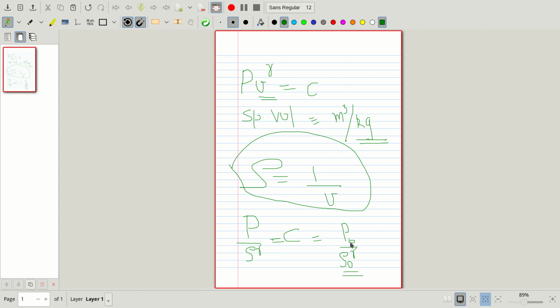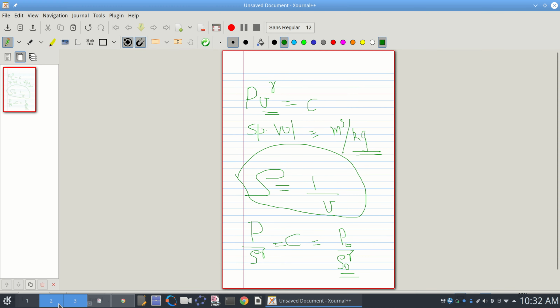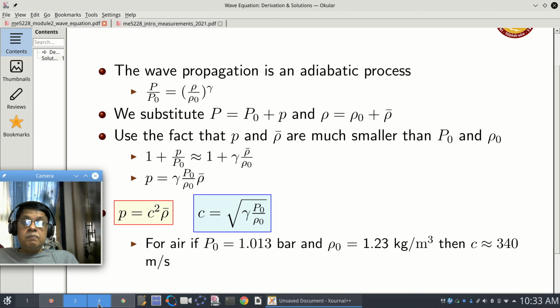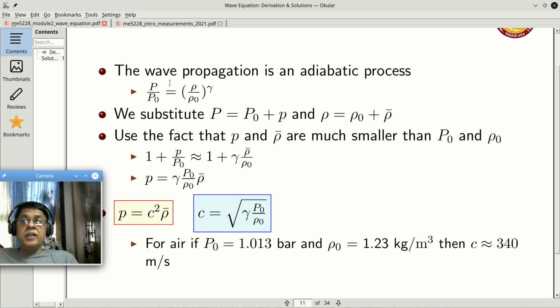So let's go back to the slide here. So that is how I get this equation. This equation came from the fact that P by rho to the power of gamma is P naught by rho naught to the power of gamma. We are redoing that. Now what we do is we substitute P equal to P naught plus P and rho equal to rho naught plus rho.